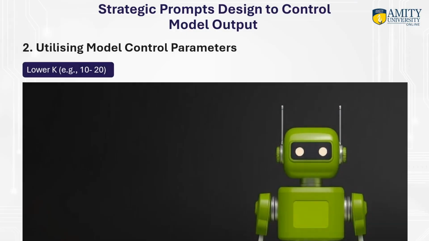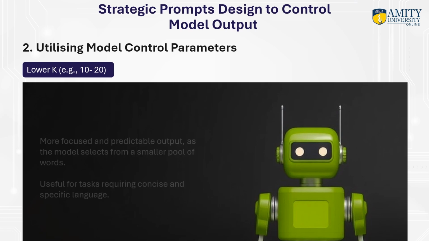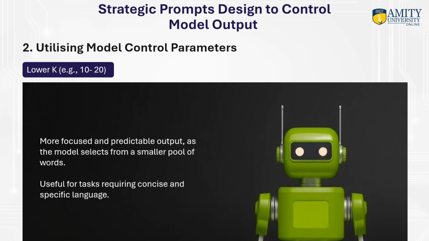Then you have lower K values, for example between 10 to 20. They give more focused and predictable output, as the model selects from a smaller pool of words only. So this is useful when you want very concise and specific language in the answers. So this is all about top K sampling as a model control parameter.